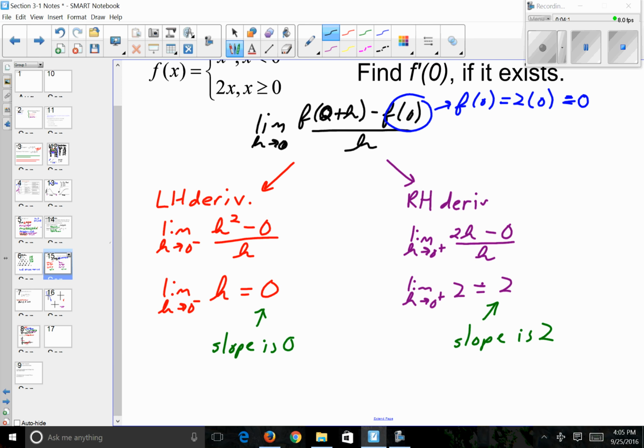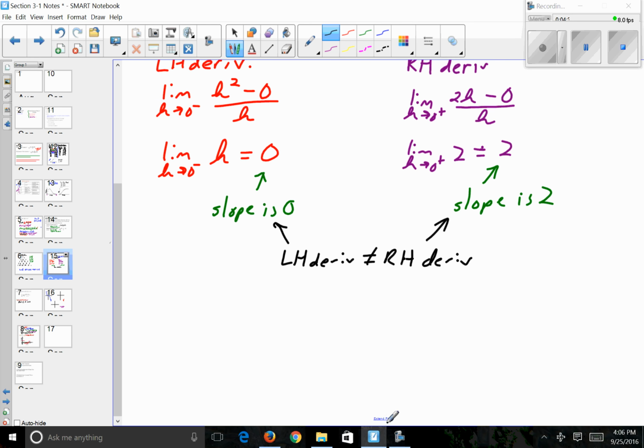Well, going way back to just, does a two-sided limit exist? Well, our left-hand derivative does not equal the right-hand derivative. So f prime of 0 does not exist. In other words, f is not differentiable. The derivative does not exist at x equals 0.